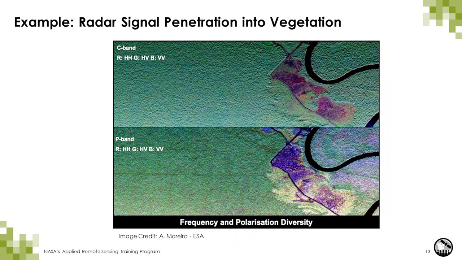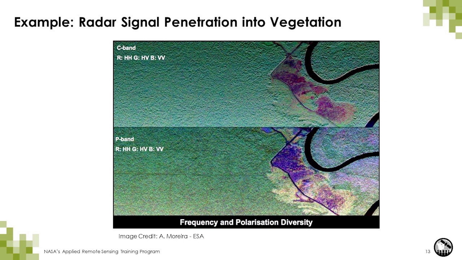So here we have an example of penetration depth through vegetation with two different wavelengths, in a place called Kalimantan in Indonesia. The image on the top is a C-band image, which has a wavelength of about 5 centimeters. And the one on the bottom is a P-band image, on the order of 68 centimeters wavelength. And these are false color composites. So the red channel has HH, the green channel has HV, and the blue channel has VV.